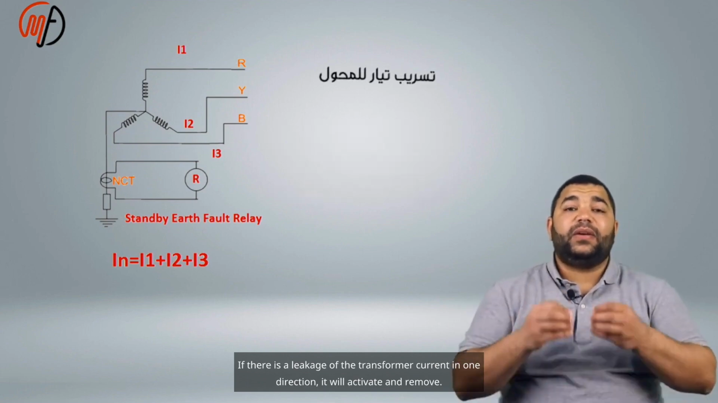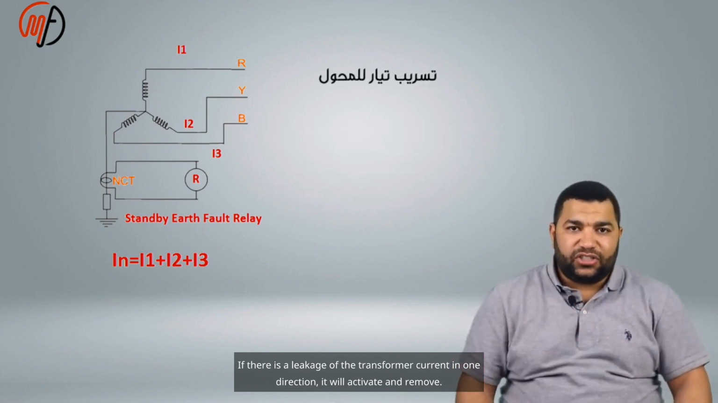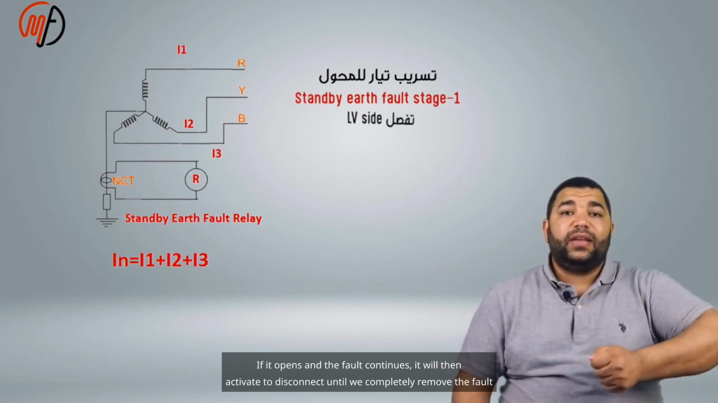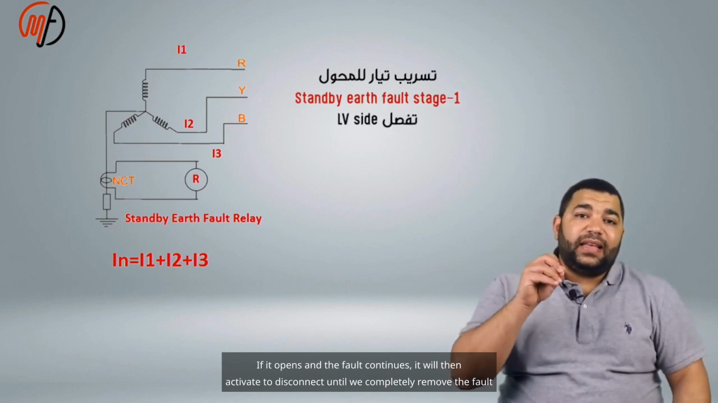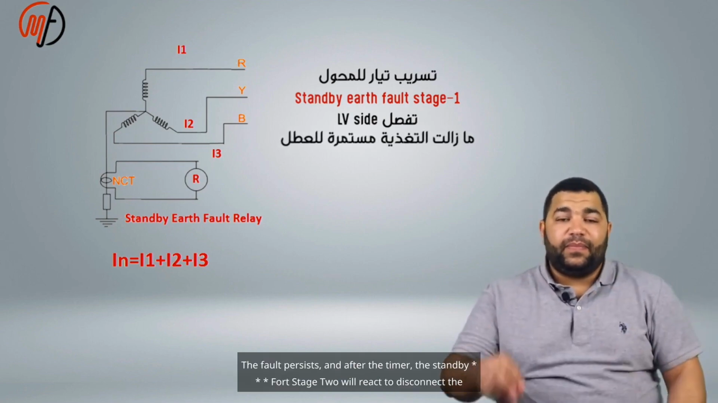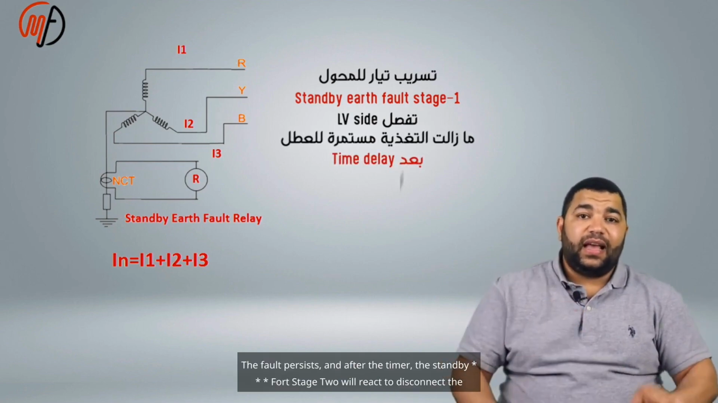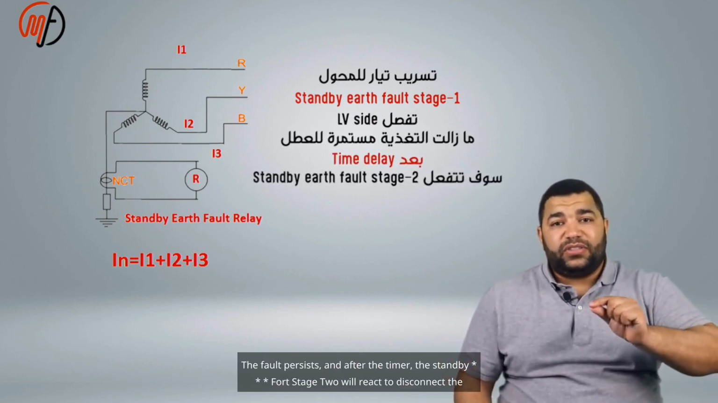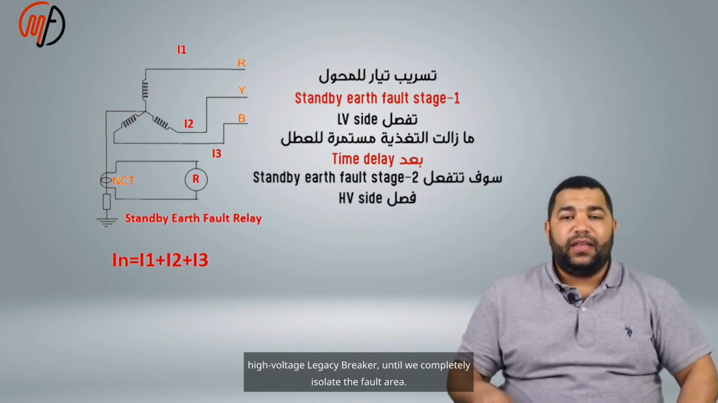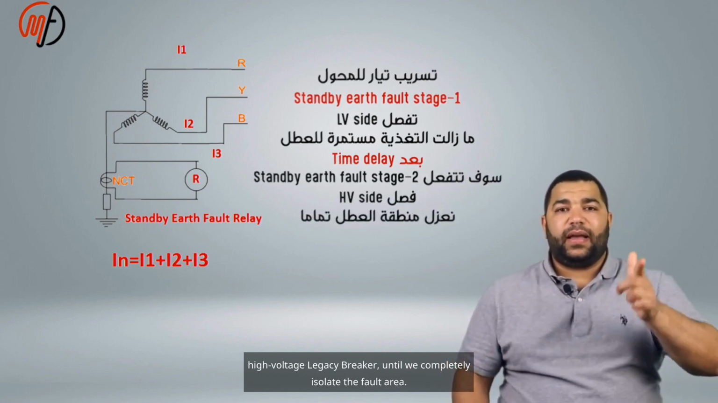If there is a leakage of the transformer current in one direction, it will activate and remove the fault. If it opens and the fault continues, it will then activate to disconnect until we completely remove the fault area. If the fault persists, after the timer, standby earth fault stage 2 will react to disconnect the high voltage breaker until we completely isolate the fault area.